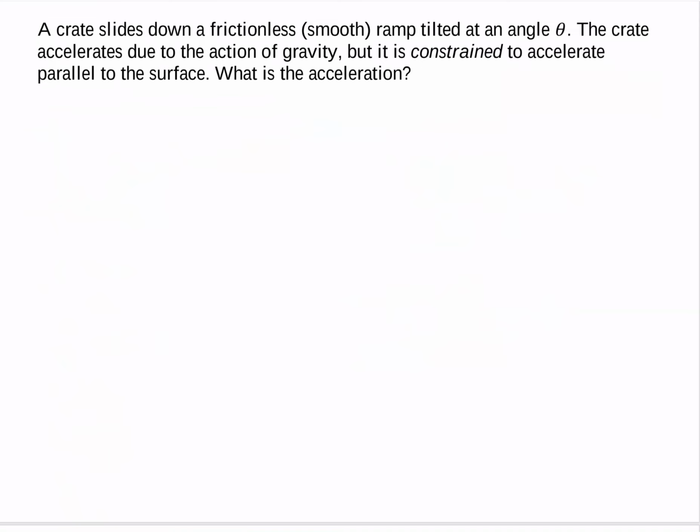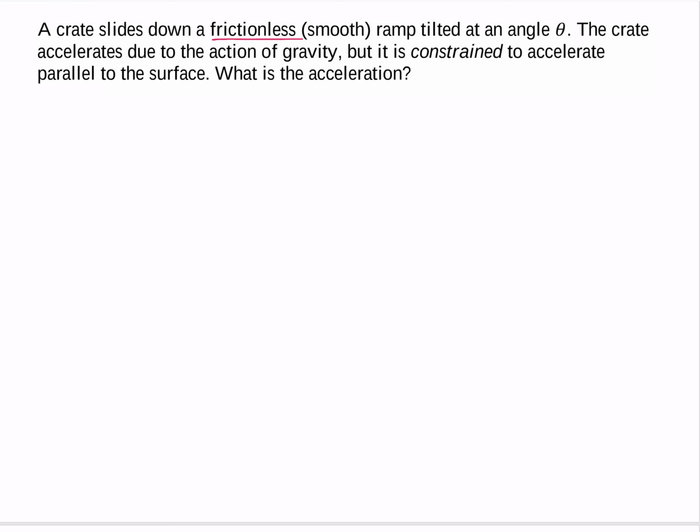All right, the next problem: a crate slides down a frictionless ramp. Frictionless you'll see a lot. It just tells us it's smooth and we don't have to worry about any kind of extra force applying to this. So frictionless ramp tilted at an angle theta. The crate accelerates due to the action of gravity, but it is constrained to accelerate parallel to the surface. What is the acceleration? Okay, so this is your first tilted axis problem.